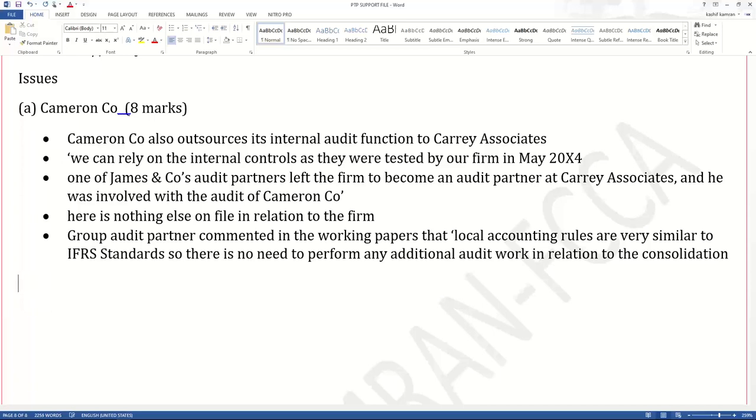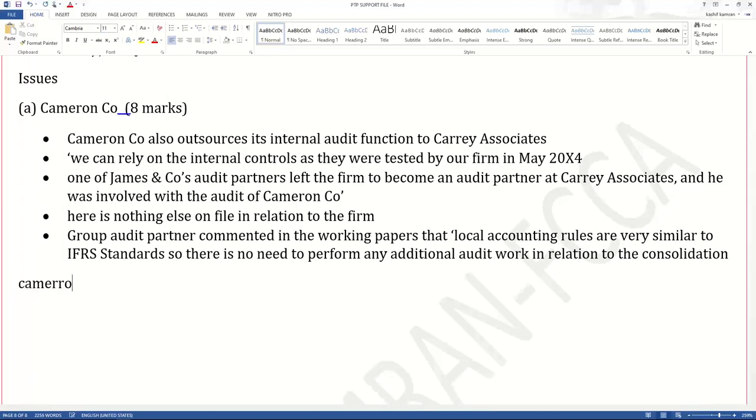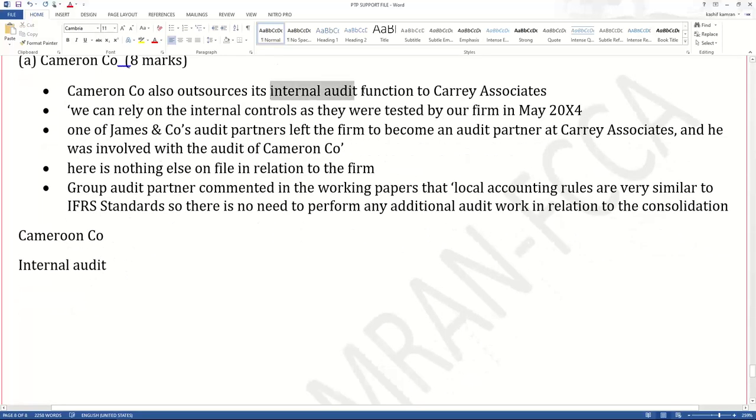So let's first start with the heading internal audit function, and let's see what the issue is. You need to solve it on the practice platform. I'm solving it on the Word file here just to ensure that you get this as an end document of the webinar. So I put the heading Cameroon company. Under the Cameroon company, the first problem is internal audit. Cameroon outsources its internal audit function to Kerry Associates. That's the first problem. Now, you need to explain what the problem is here and why it is a problem. So you speak of the issue and you write an issue.